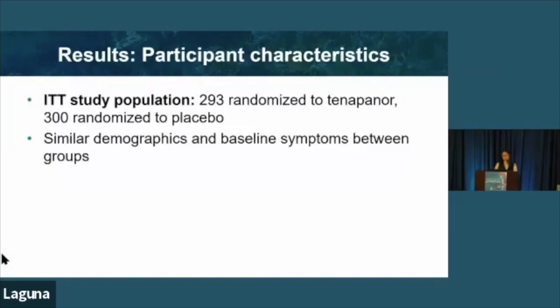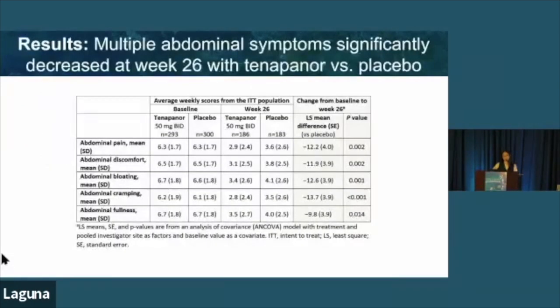So the original study population did include 293 participants who were randomized to tenapanor and 300 who were randomized to placebo, and baseline characteristics were similar between the groups. And so this is the results of the long-term data analysis. Essentially what they're showing here is that the average weekly scores for abdominal pain, discomfort, bloating, cramping, and fullness all decreased significantly from baseline to week 26 in the patients with IBS-C.